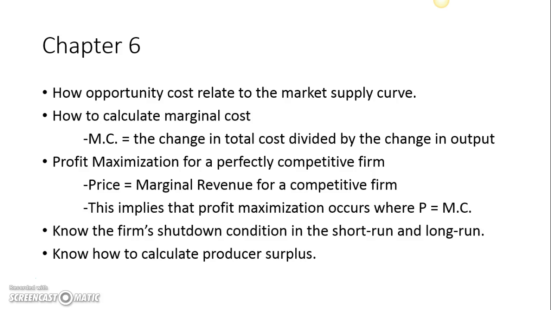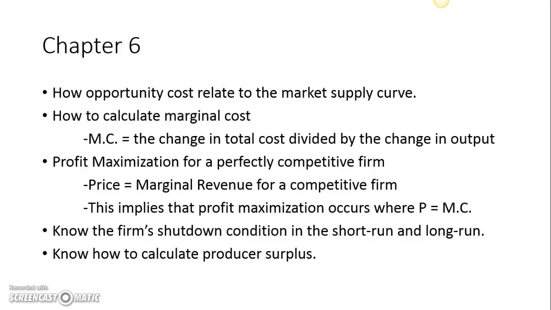And also know how to calculate the firm's shutdown condition in the long and short run, but Chapter 6 is primarily the short run. So remember, where price is less than average variable cost, the firm will shut down. If the price is greater than average variable cost, the firm will stay in business even if they're making a loss. Know how to calculate producer surplus, and also understand how to calculate a firm's profit just by looking at the graph.